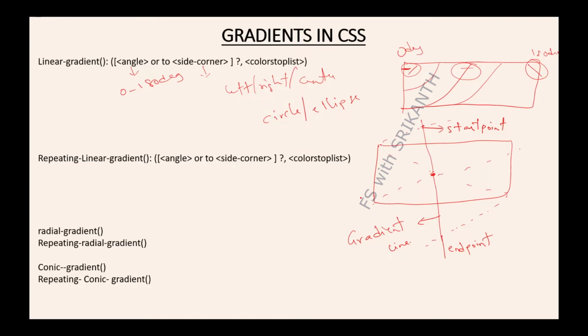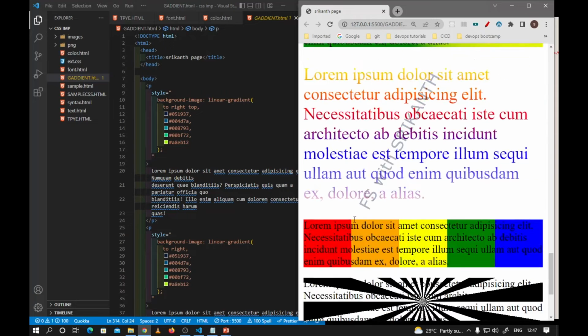I want to execute everything. First is the angle, where you want to mention an angle, otherwise left or right, otherwise to right, to left, to top, to bottom, otherwise circle or ellipse. In this way we will get it. I am using this syntax to implement this linear gradient. Just I want to open the browser.